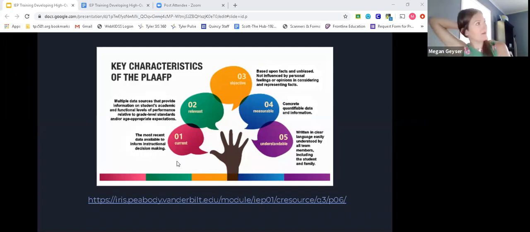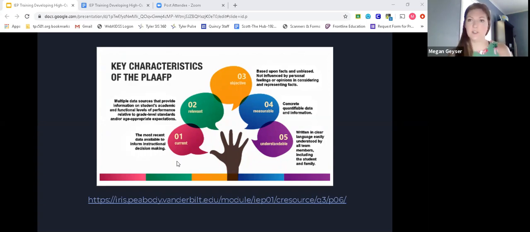Something that I remind myself as I am writing IEPs and high quality PLAAFPs, I ask myself, would this pass a stranger test? Meaning, would somebody outside of education be able to read my PLAAFP and know exactly what the student has strengths in, where the deficits are, and when they read that goal, know exactly what that student will be working on for a year?